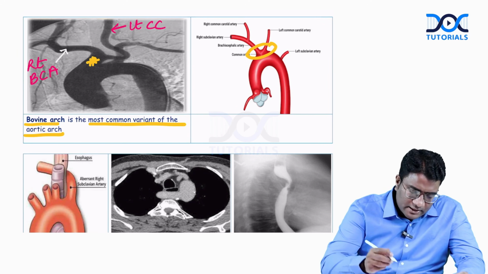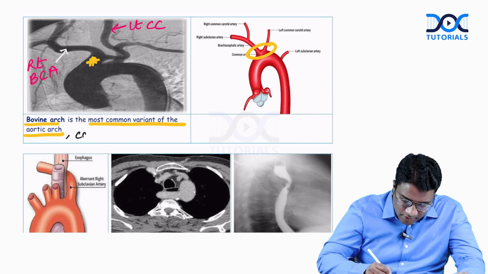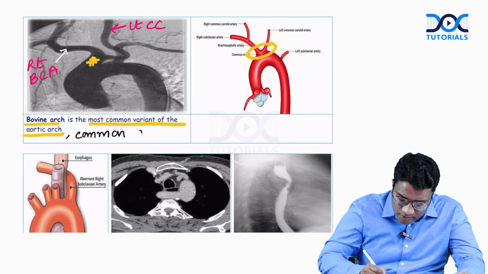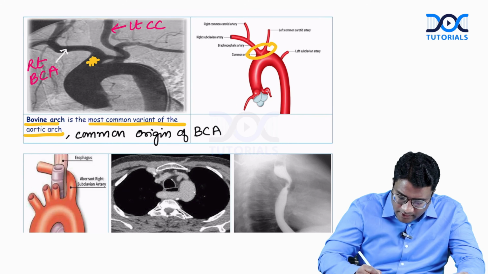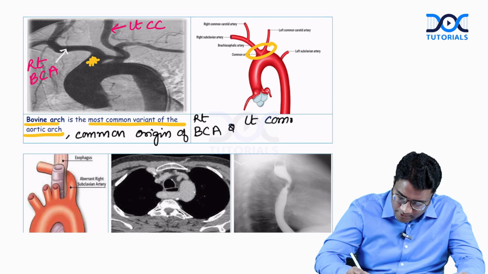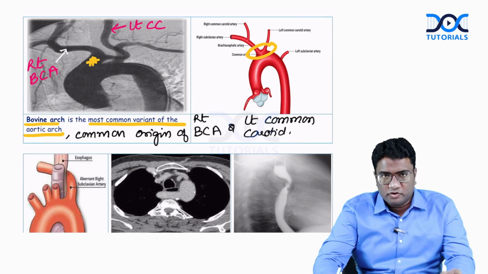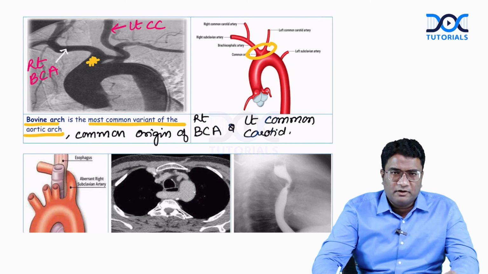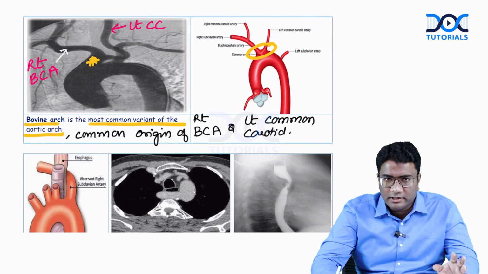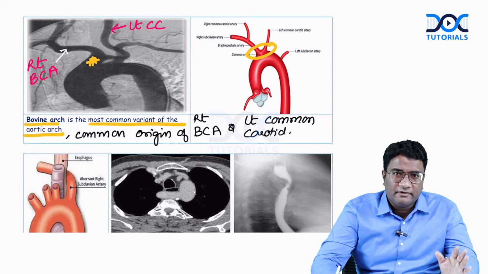And what is a bovine arch basically? It is a common origin of the right brachiocephalic artery and left common carotid. So you should know the most common anatomical variant of the arch of aorta. What is that called? Bovine arch. And what is a bovine arch? A common origin of the right brachiocephalic artery and left common carotid.